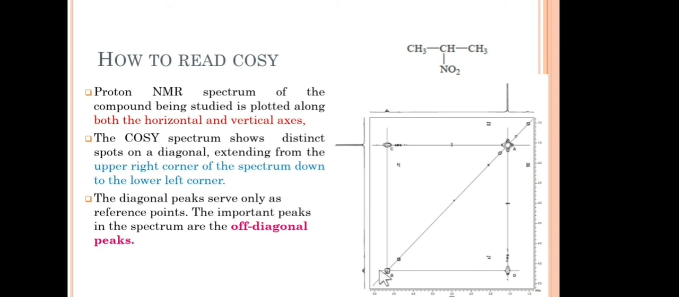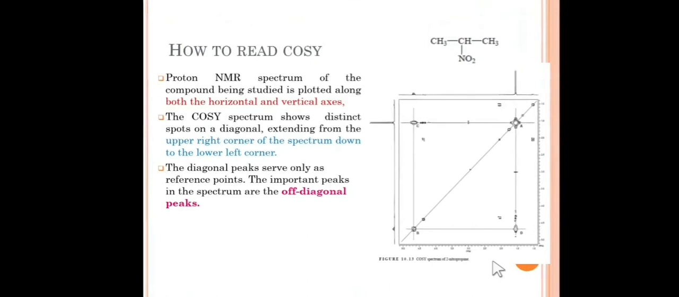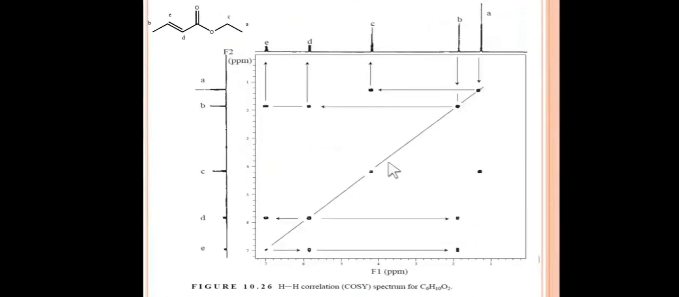Now for the next, we need to draw the line off the diagonal. So let's draw it like this. If we draw like this, we get a peak around over here. This is 1 point something. So this is how an off-diagonal peak shows us the correlation between two protons. For better understanding, let's see another example.